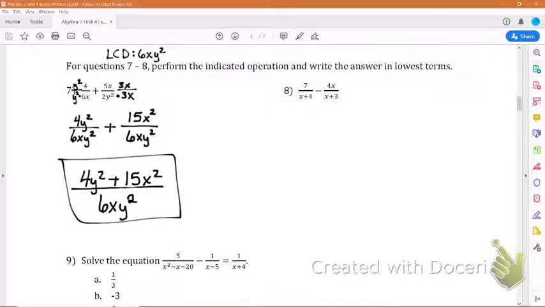Now, depending on how you do this on your test, you might have to reduce. What I mean by reduce is, if I look at these three numbers, are they all divisible by something? Can I reduce them all? No. Just be warned. If that 15 was a 16, they would all be divisible by 2, and I would have to reduce it. In this case, they're not, so that is your final answer.